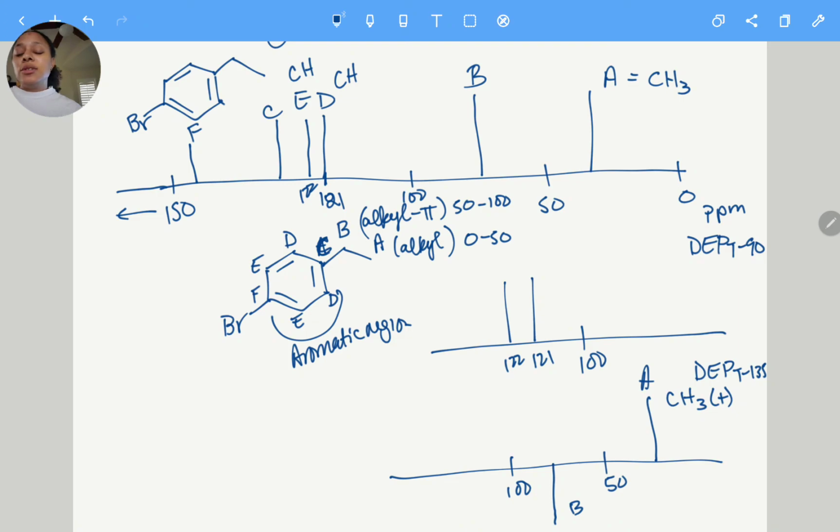Now, C has no hydrogens on there, and F has no hydrogens on there, so they won't show up at all. But D and E will show up, but they will also be pointing up. So how would I have known that that was a CH versus a CH3? Well, my DEPT 90 only tells me CHs. So if I saw it on both the DEPT 90 and the DEPT 135, then I know it's a CH. But if it doesn't show up on the DEPT 90, then it's a CH3. So it's by deduction.